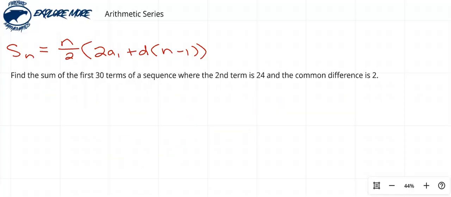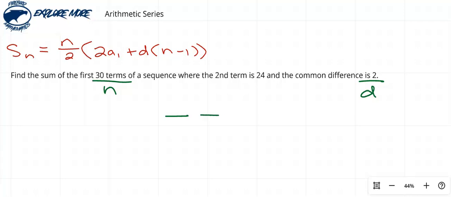All right, so this one says, find the sum of the first 30 terms of the sequence where the second term is 24 and the common difference is 2. So instead of giving us the first term and the common difference, now they're giving us some different information. Sum of the first 30 terms, so 30, that's n. They're giving me the common difference, that's d, so we know that. What we're missing is the first term. The second term is 24, but we really need to know the first term if we're going to use this formula.